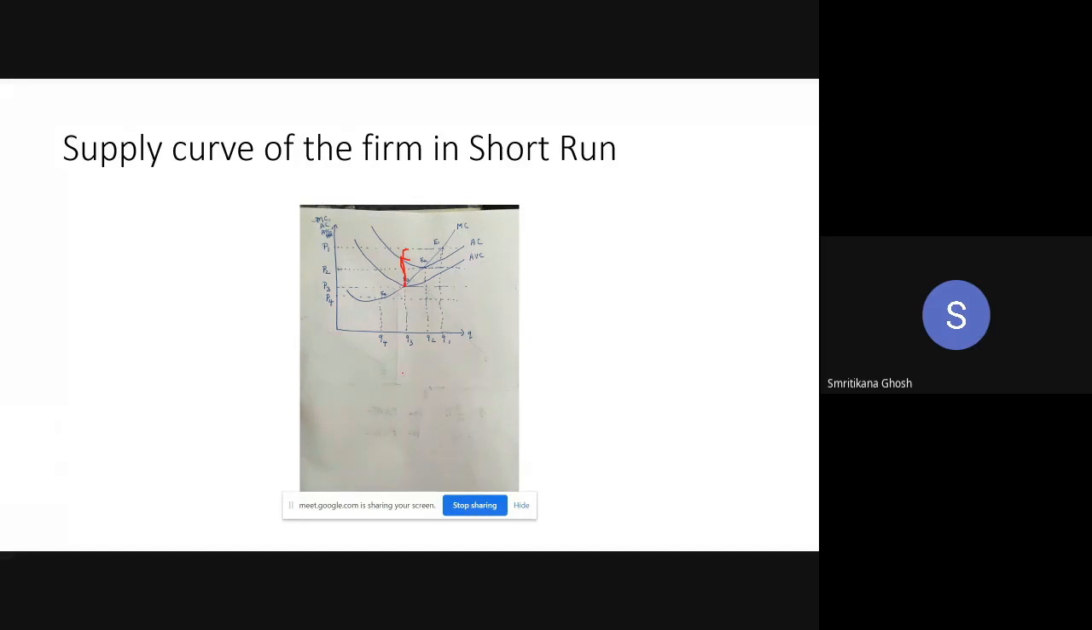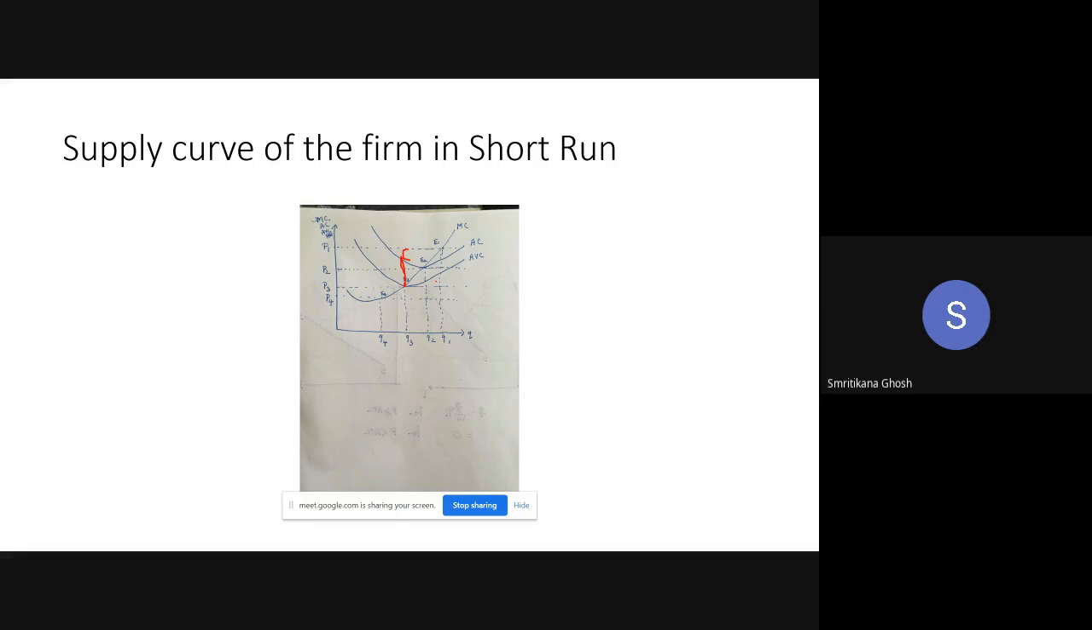The answer is, it depends. Apparently, you can say, okay, it's a loss, why should the farm produce? But the answer is not so easy. You have to explain it in more detail. Look, I'm just following your rule. You are saying the farm should stop the production. Okay, fine, stop it.